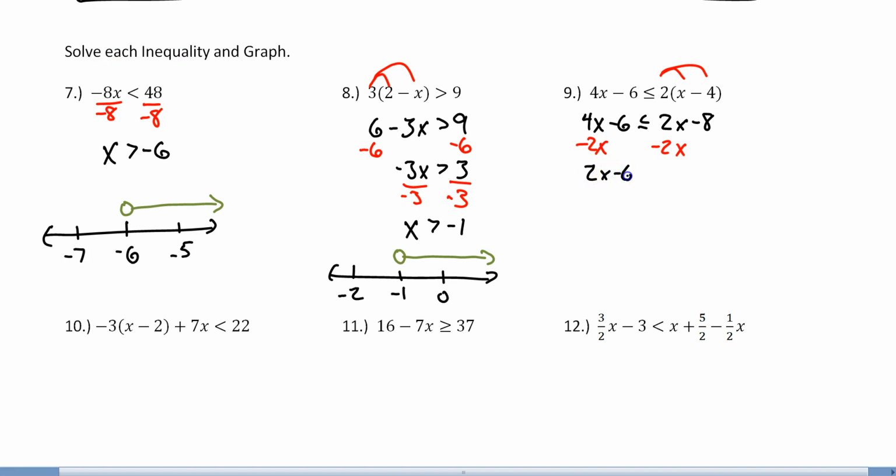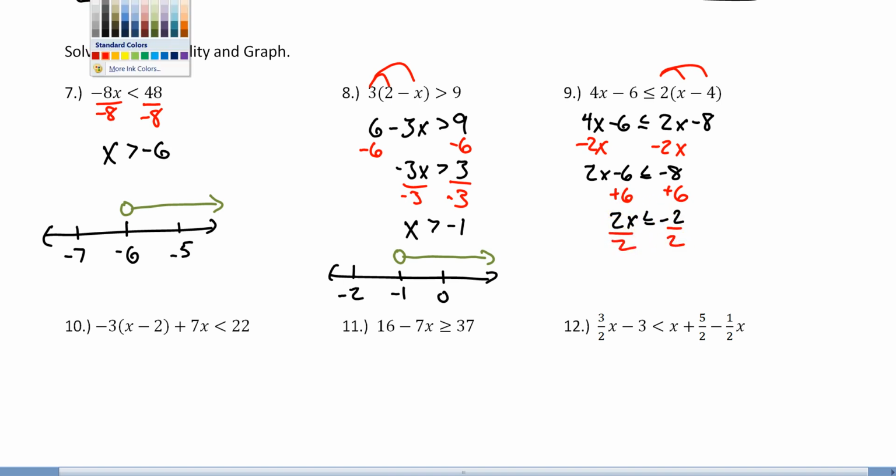So we got a 2x minus 6 less than or equal to that -8. And now I can undo order of operations by solving, working backwards through order of operations and undoing the operations as I go. So I add the 6 to each side. And now I can divide each side by the 2. And this time I didn't divide by a negative, I divided by a positive, even though I get a negative value here. So this time I do not flip the inequality sign.